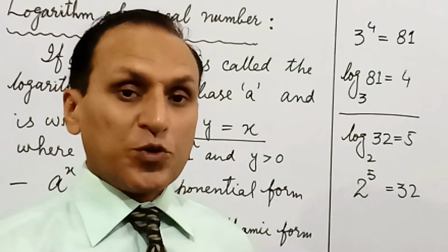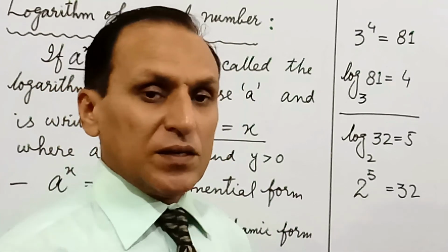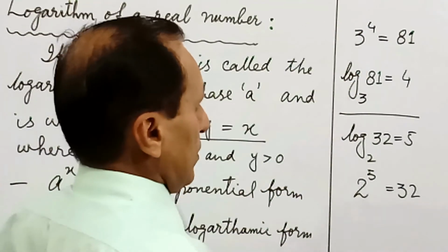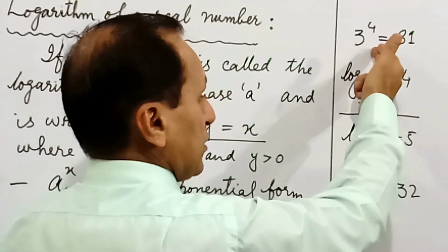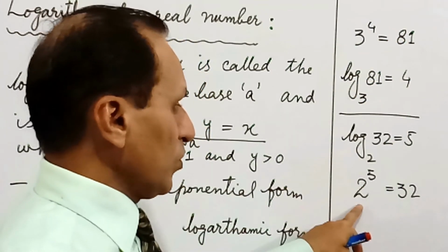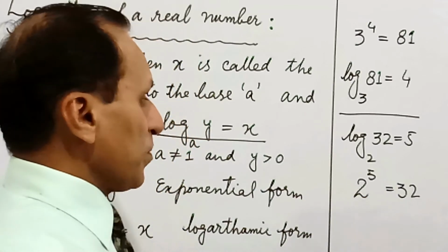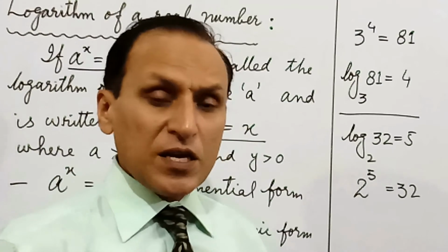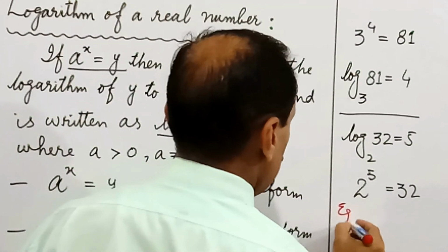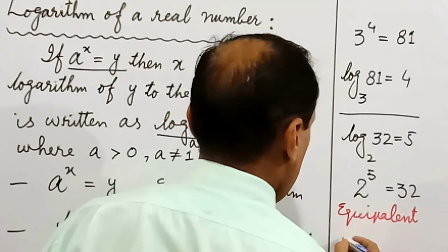By these examples, we come to know that these two forms can be converted to each other. Index notation, index form can be converted into logarithmic form, and logarithmic form can be converted into exponential form, index notation. So it means these two relations are equivalent relations.